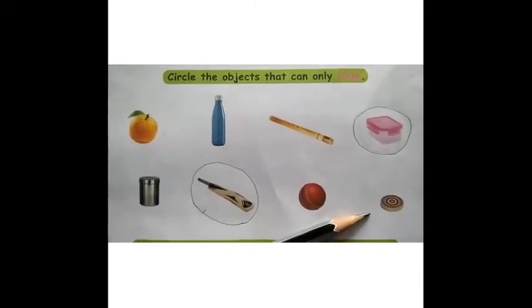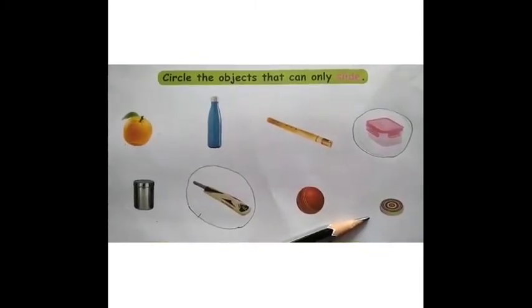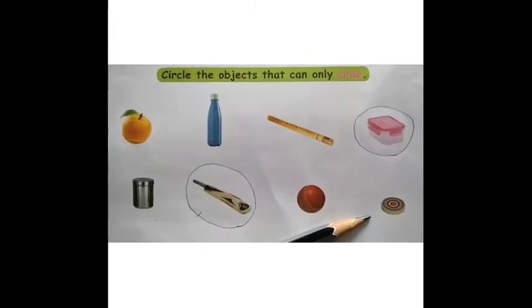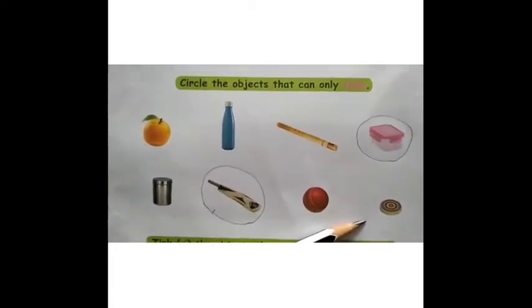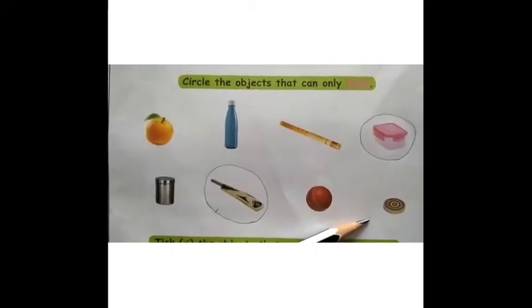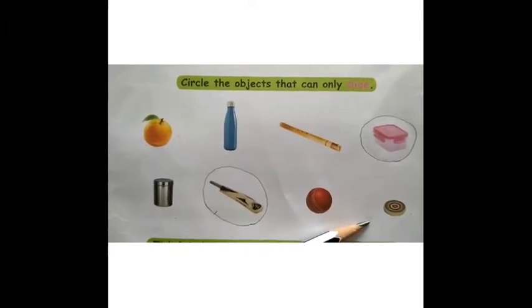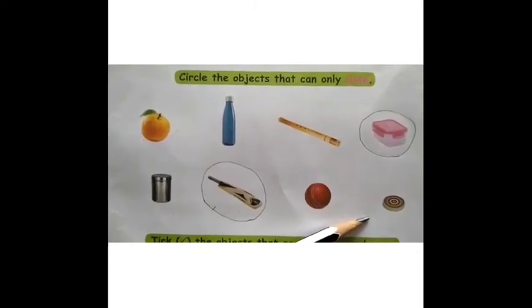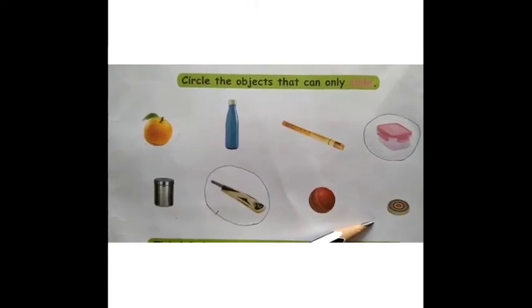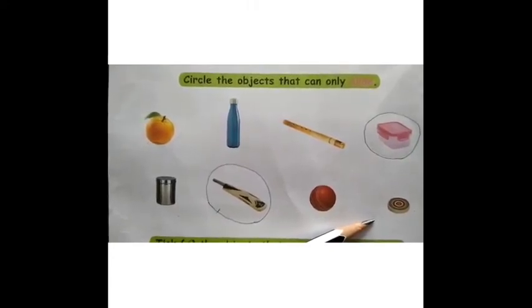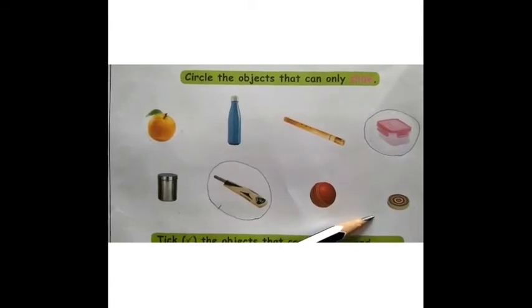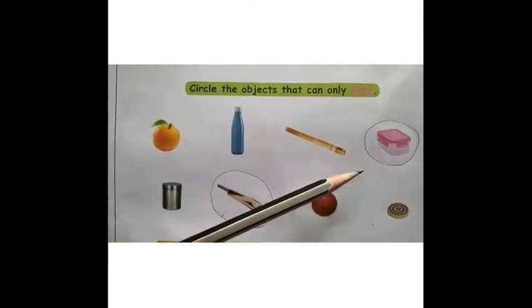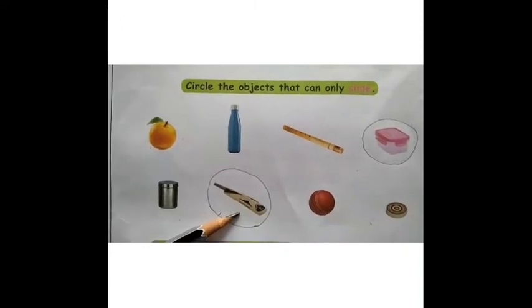Let us see the eighth one. The eighth picture is a carom coin. It is both in the round shape at the sides and in the flat shape at the bottom. It can roll if the round shape is on the slide, and it can slide if the flat shape is on the slide. Therefore, carom coin can both roll and slide. Therefore, plastic box and cricket bat can only slide.